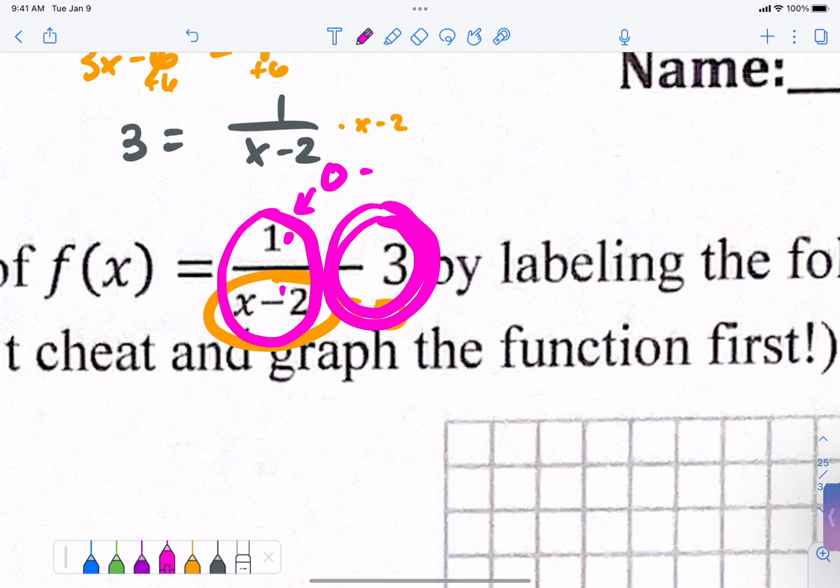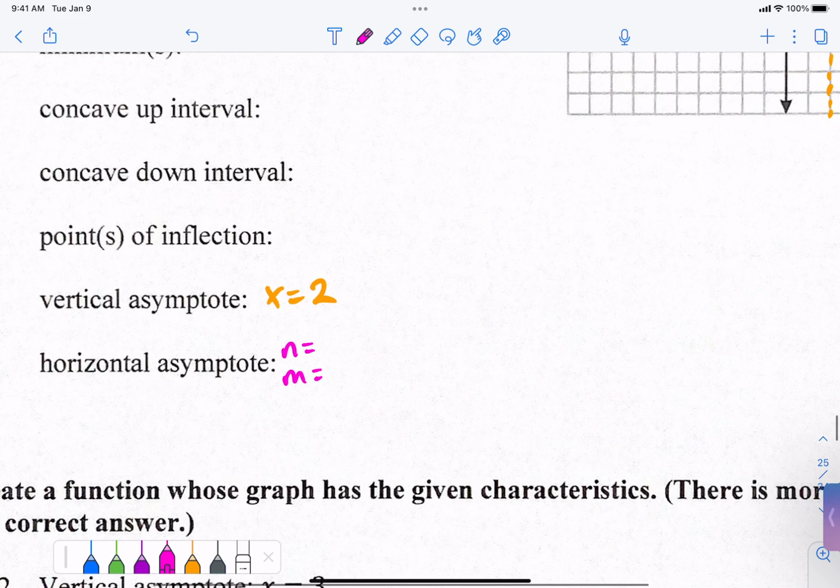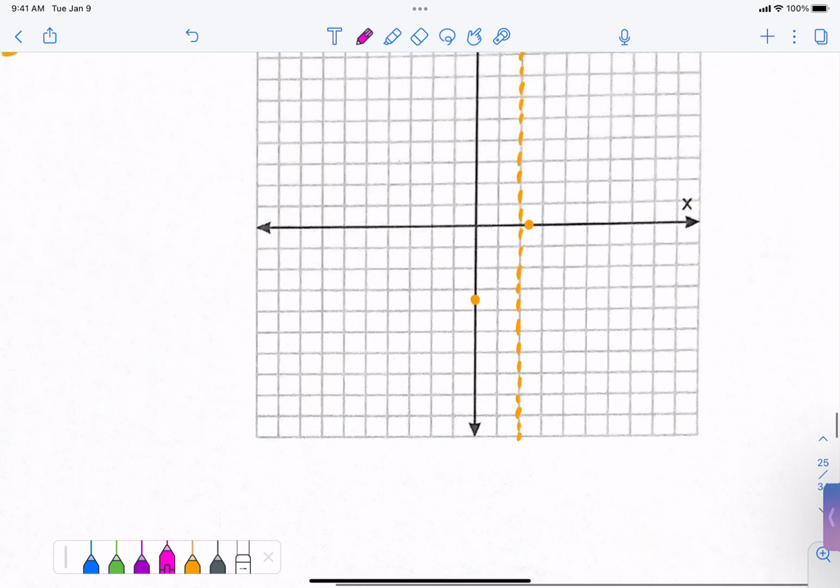Negative 3. So what's 0 minus 3? Minus 3 is going to be your HA. You see how that works? You're looking at the limit of each one individually. The limit of negative 3 is negative 3. The limit of this guy is 0. 0 minus 3, so really y equals negative 3 is your HA. Got it?